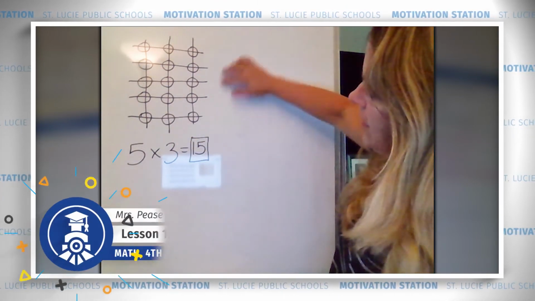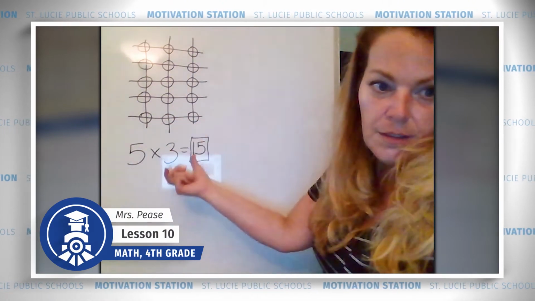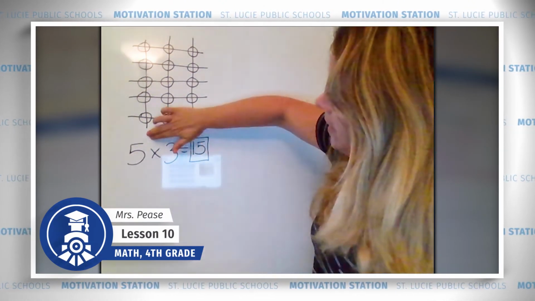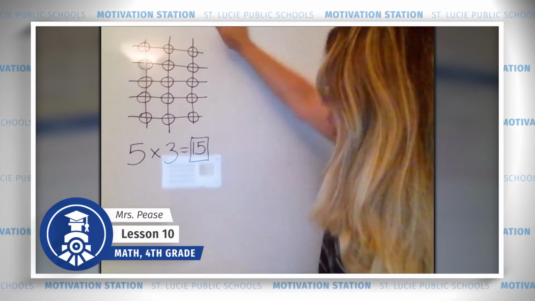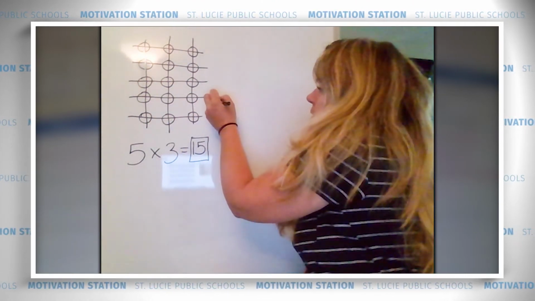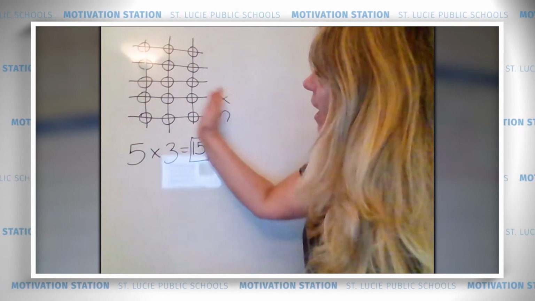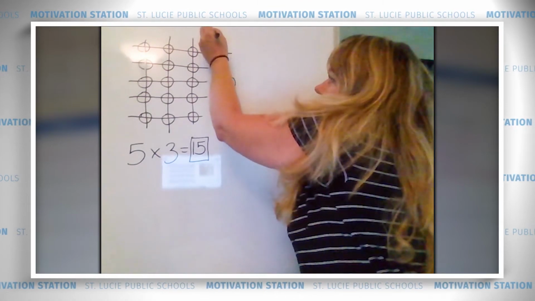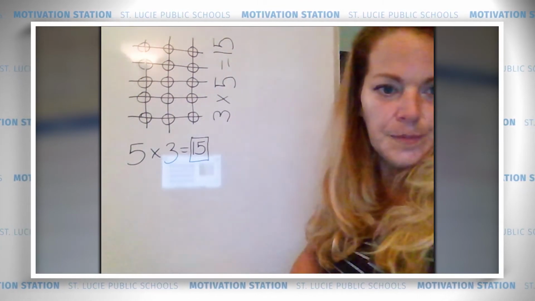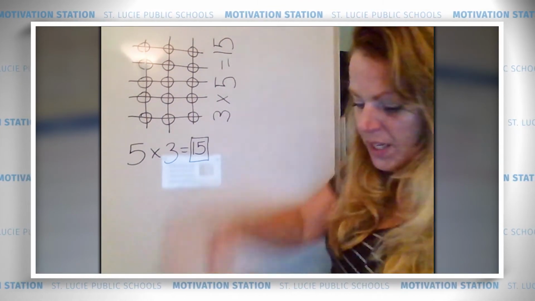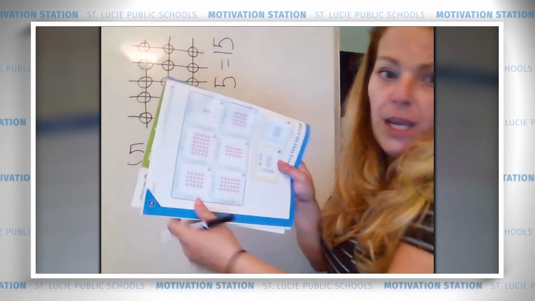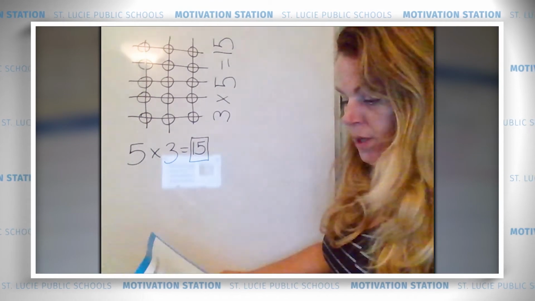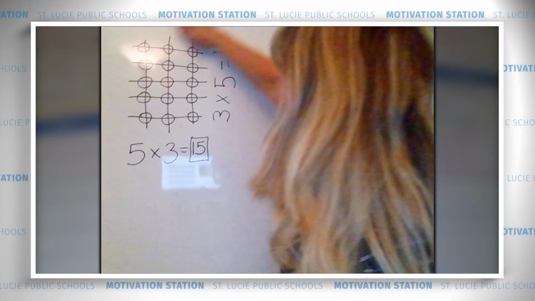Now on the side, they want me to flip this and write the commutative property of that problem. So instead I'd have 3 columns by 5 rows, which would give me still a product of 15. And they want you to write that one going that way. And if it helps, you can actually turn your paper so you can see the rows and columns a different way. All right, let's do number 3, and then we're going to move on from there.